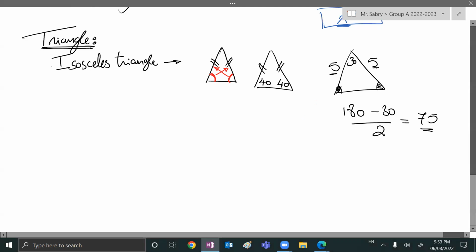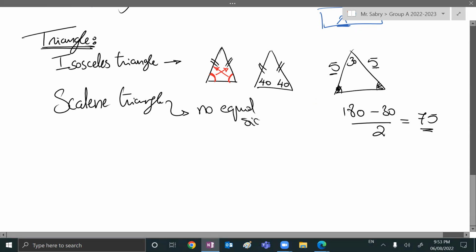What else? What's the second type of triangle? One that's called a scalene triangle, however you'd like to pronounce it. A scalene triangle is a triangle with no equal sides or angles, of course. No equal sides or angles at all. All the sides are different from each other. There is no one like the other.